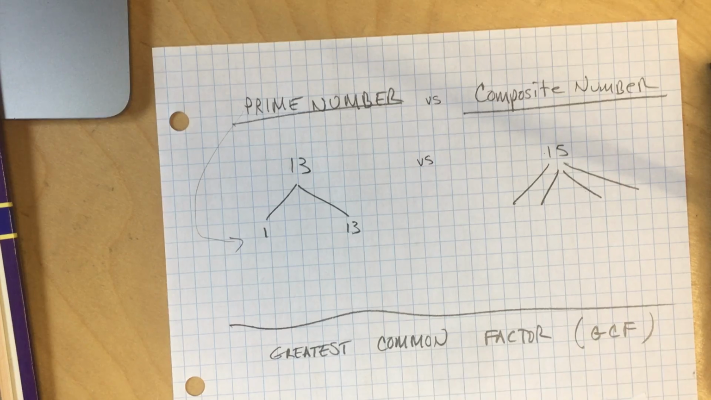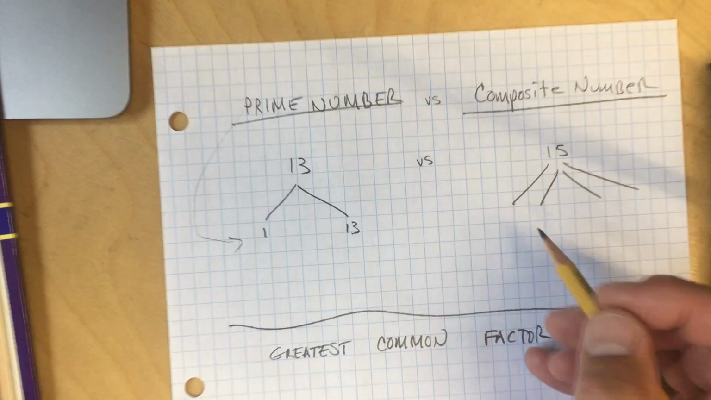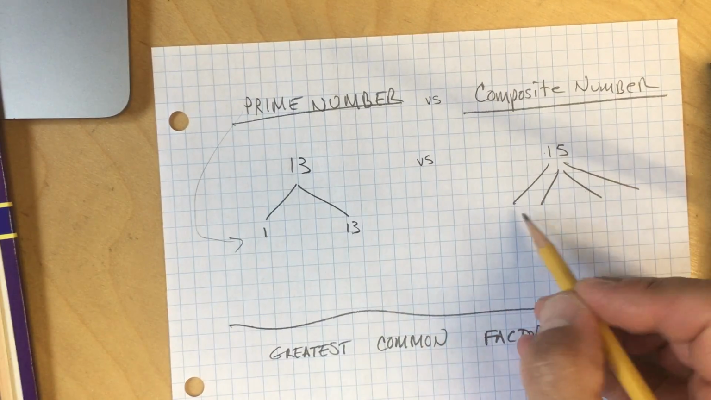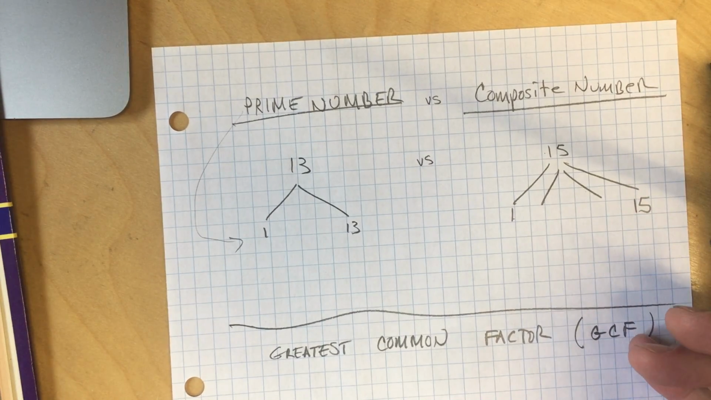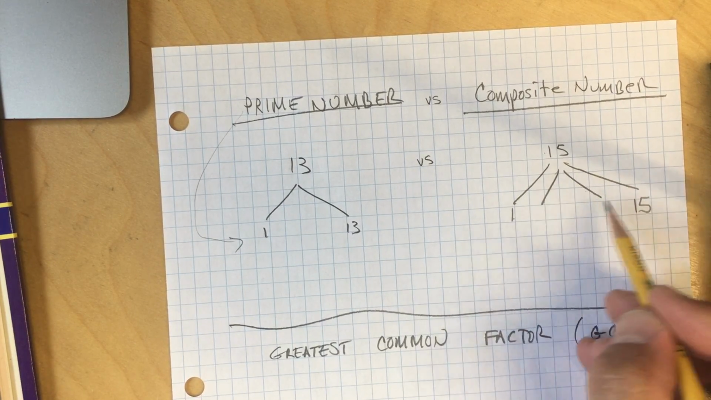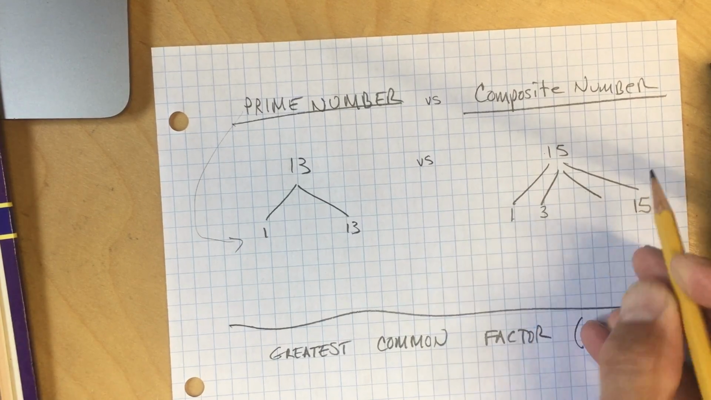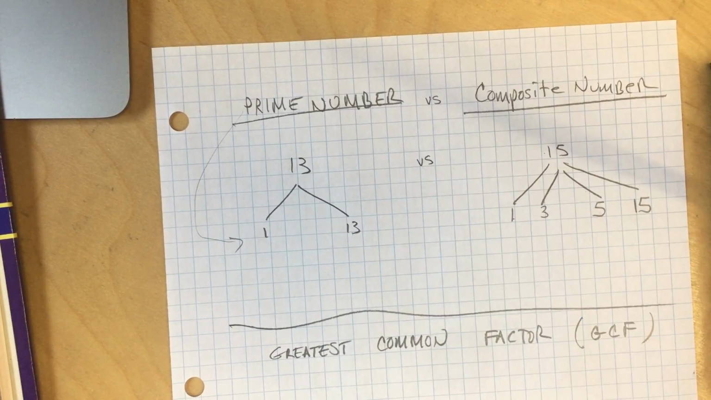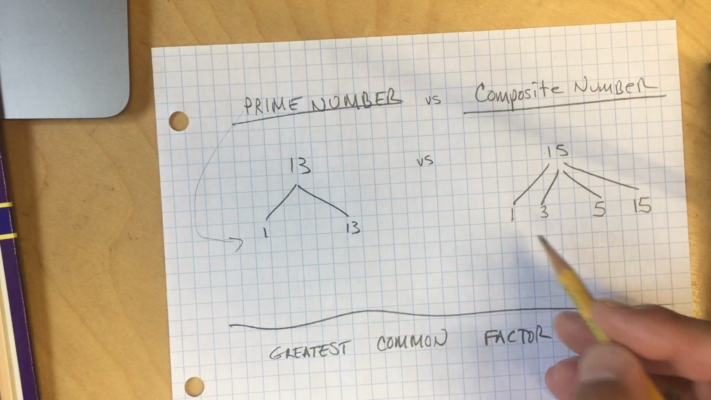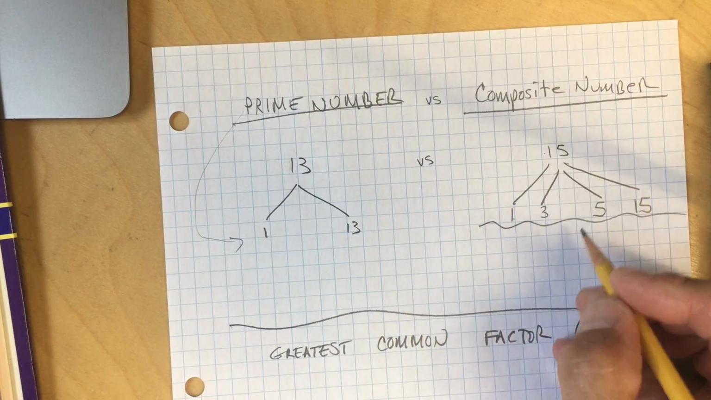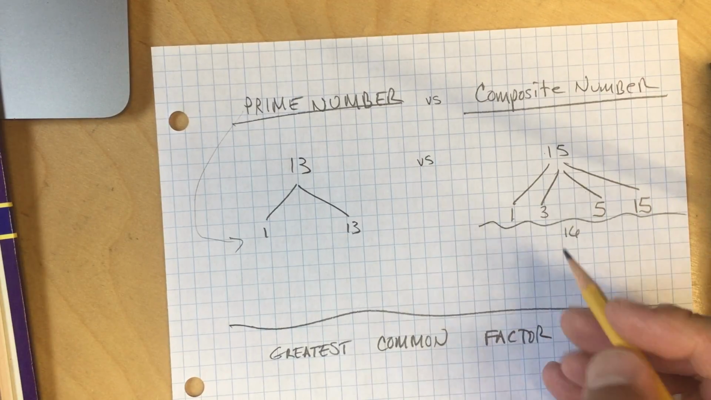Okay? Now, what is a composite number? A composite number is a number that more than just the number 1 and the number itself divide into it. There are other numbers that divide in, like in this case, 3 and 5. Okay? Now, let's do another one. Let's do something like the number 16.